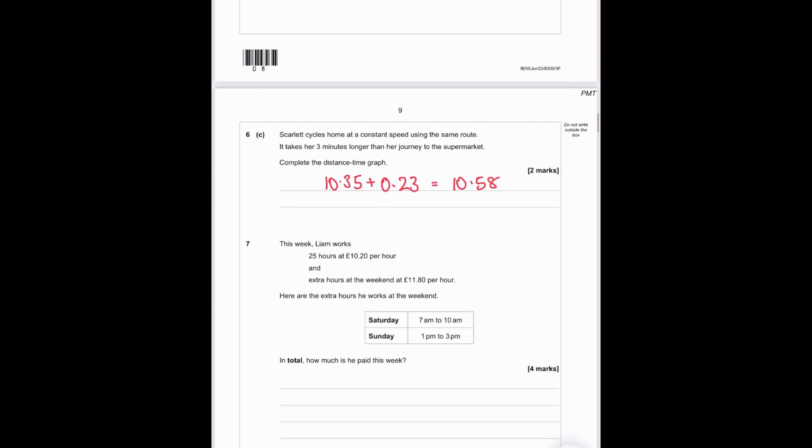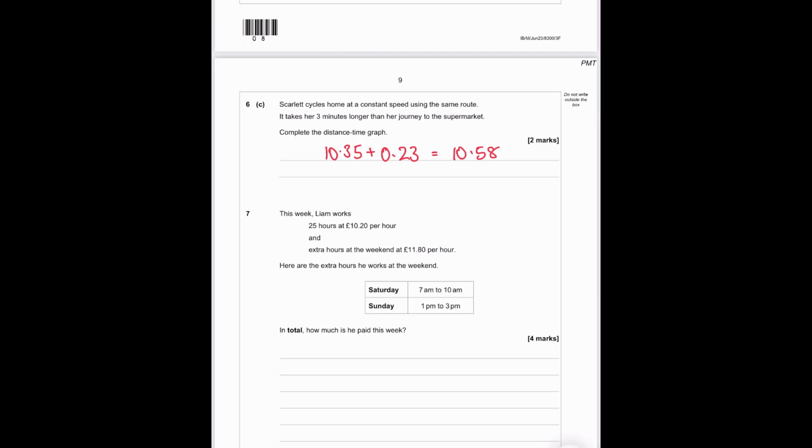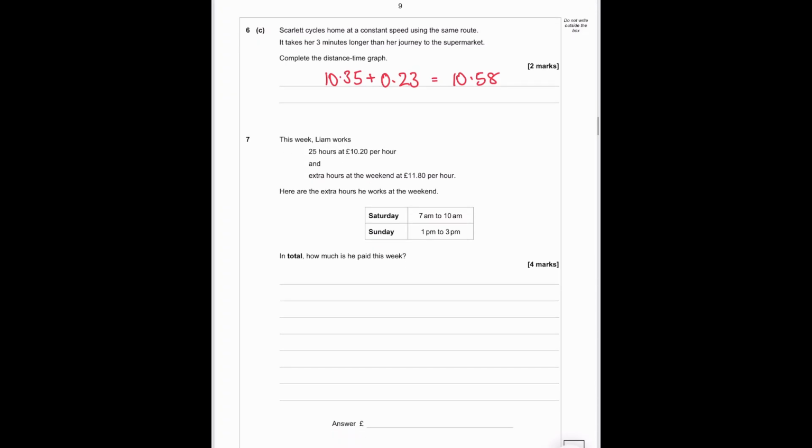This week Leon works 25 hours at £10.20 an hour and extra hours at the weekend at £11.80 per hour. Here are the hours he works. In total, how much is he paid?